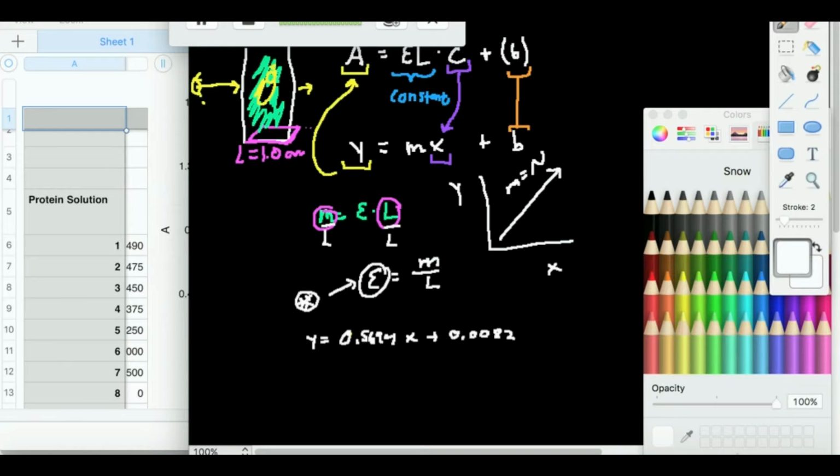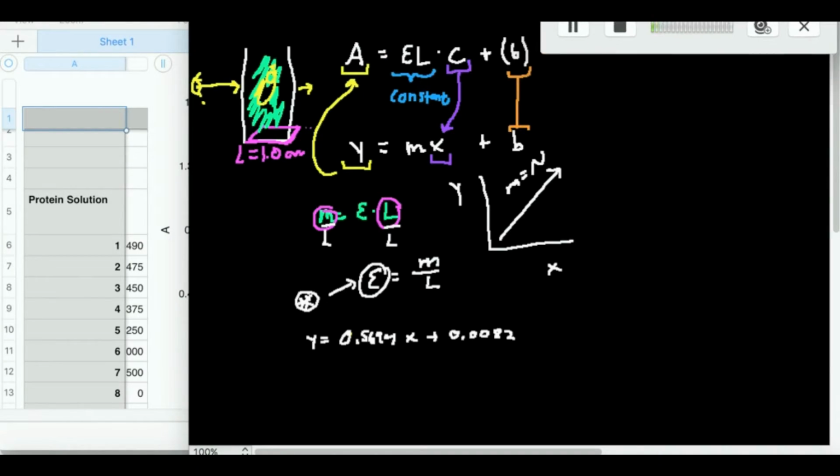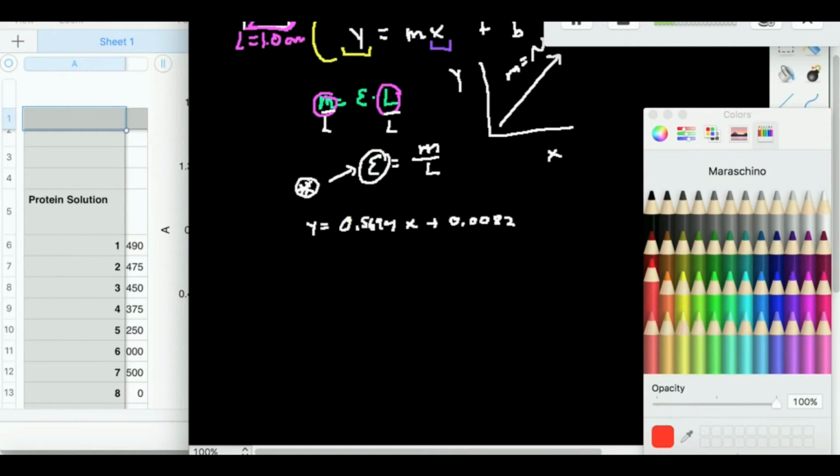Now, remember what we talked about. Let me move this back over here. Remember, the y corresponds to absorbance. The slope, which is just this number right here, 0.5694, corresponds to epsilon times L. X corresponds to the concentration, and the y-intercept is the y-intercept. So I'm actually going to rearrange this and put it in a much better form for the particular experiment. Absorbance is equal to 0.5694 times the concentration plus the y-intercept, 0.0082.